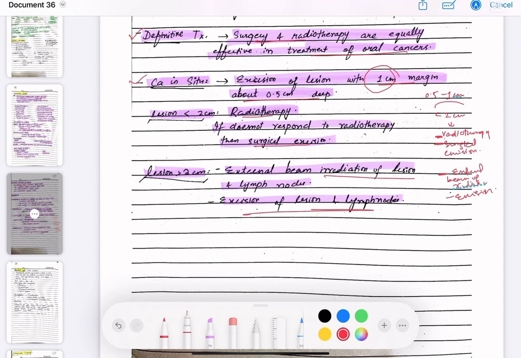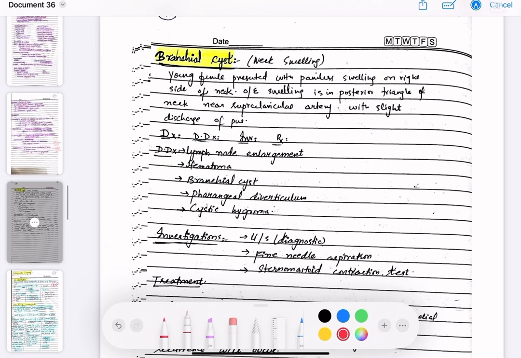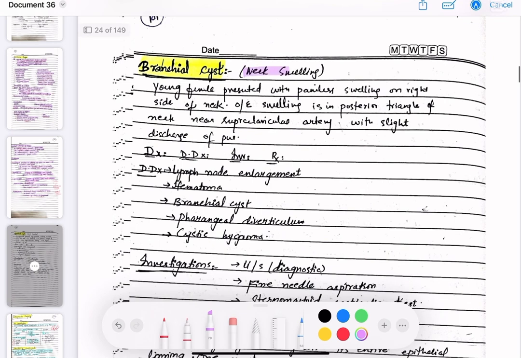Now coming towards the topic, branchial cyst, which presents as a neck swelling. A young female presented with painless swelling on the right side of the neck, and on examination, the swelling is in the posterior triangle of the neck near the supraclavicular artery with slight discharge of pus.